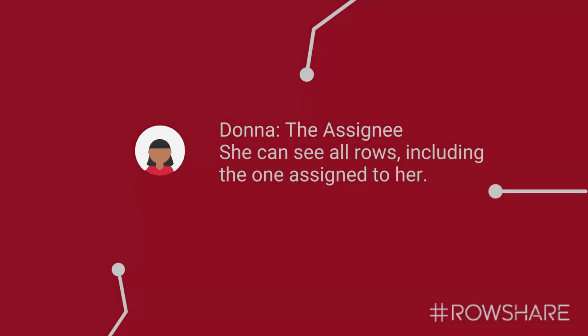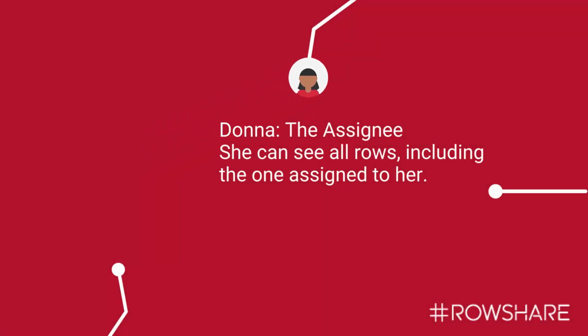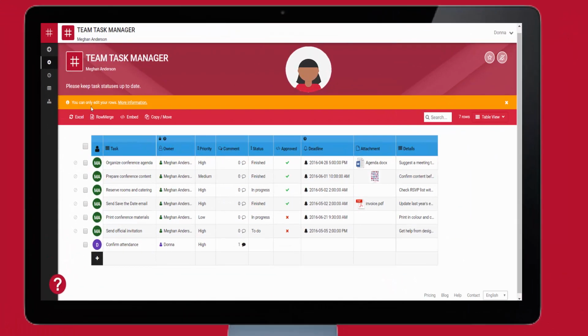So now, let's say that I am Donna. I am accessing the table that Megan has created. It is written in here that you can only edit your rows. As you can see, I can see all the tasks available, but the menu is limited. While for my own task, I have all the menu available. And there is a circle with my initials.